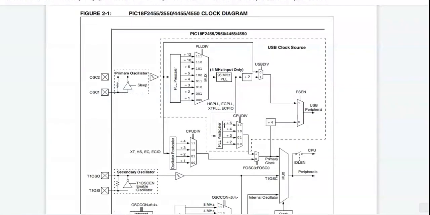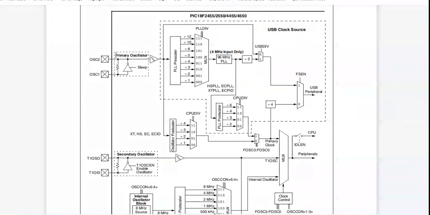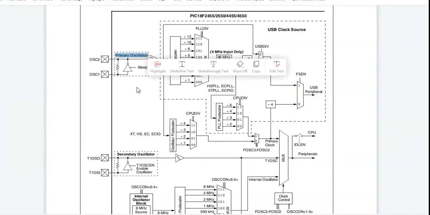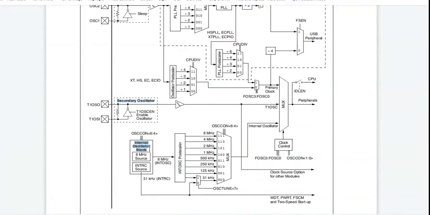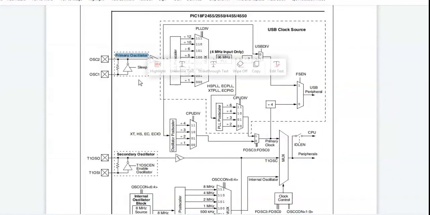Before we start the discussion on the special features of CPU in PIC18F controller, let us see first the clock diagram in PIC18F controller. So in the diagram, you can see there are three clock sources: primary oscillator, secondary oscillator, and internal oscillator block. We have already discussed that oscillators are used to produce the clock, and inside the controller, everything happens in accordance with the clock.